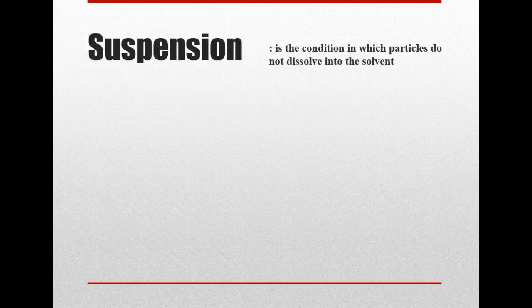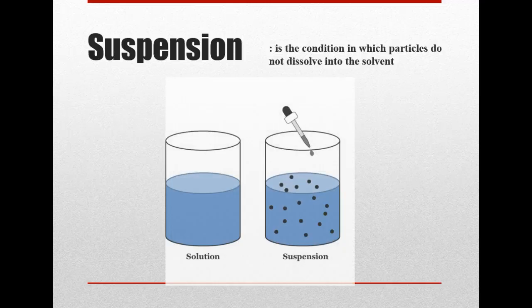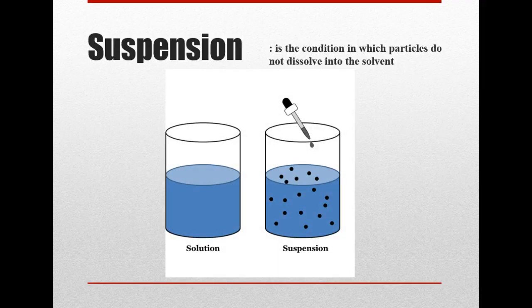Sometimes in solutions, we have something called a suspension. A suspension is a condition in which particles do not dissolve into the solvent. So if you have things floating around in your solution, that is called a suspension. On the left, we have a solution. The particle is completely dissolved into the solvent. On the right, we have a suspension. The particles did not completely dissolve into the solvent, and therefore are floating around.